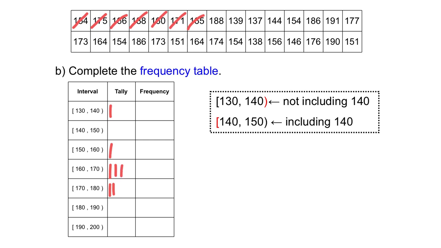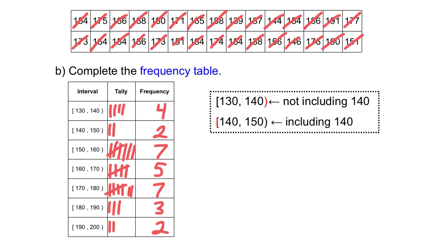So I'm going to just skip ahead a bit here for time's sake. And here I have it. I went through the whole table. I counted up how many times I got a number in each interval. I made a tally, and then I used my tally to just write out what the frequency was.